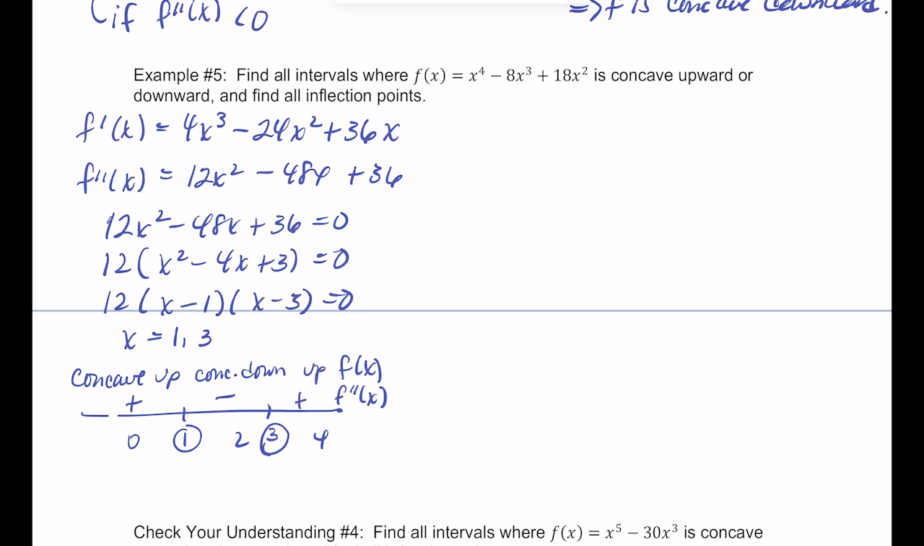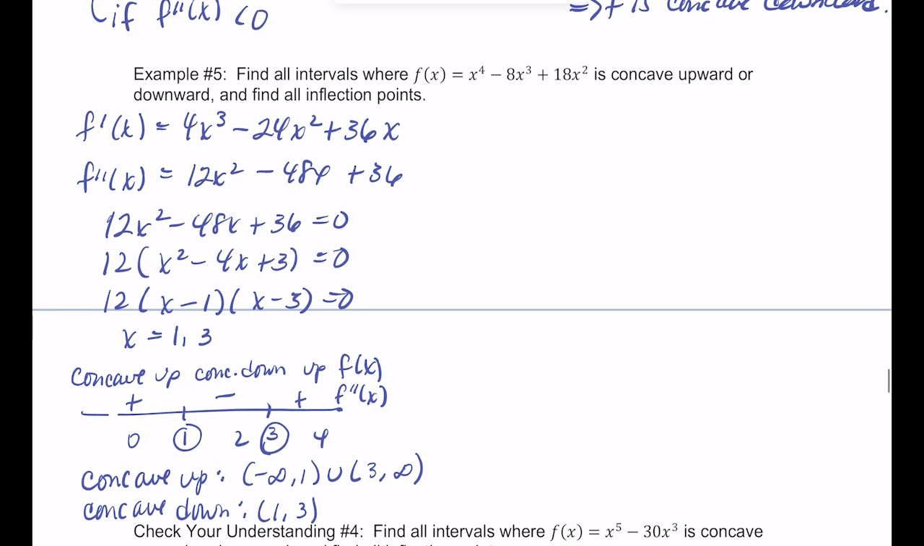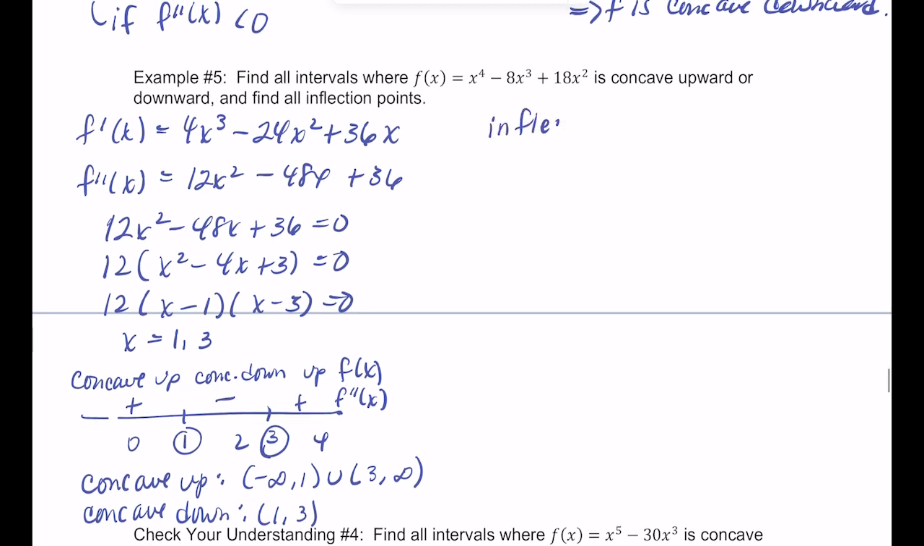Okay, so I know that the function is concave up from -infinity to 1 and from 3 to infinity. And then I know that it's going to be concave downward from 1 to 3. Okay, now let's talk about inflection points.